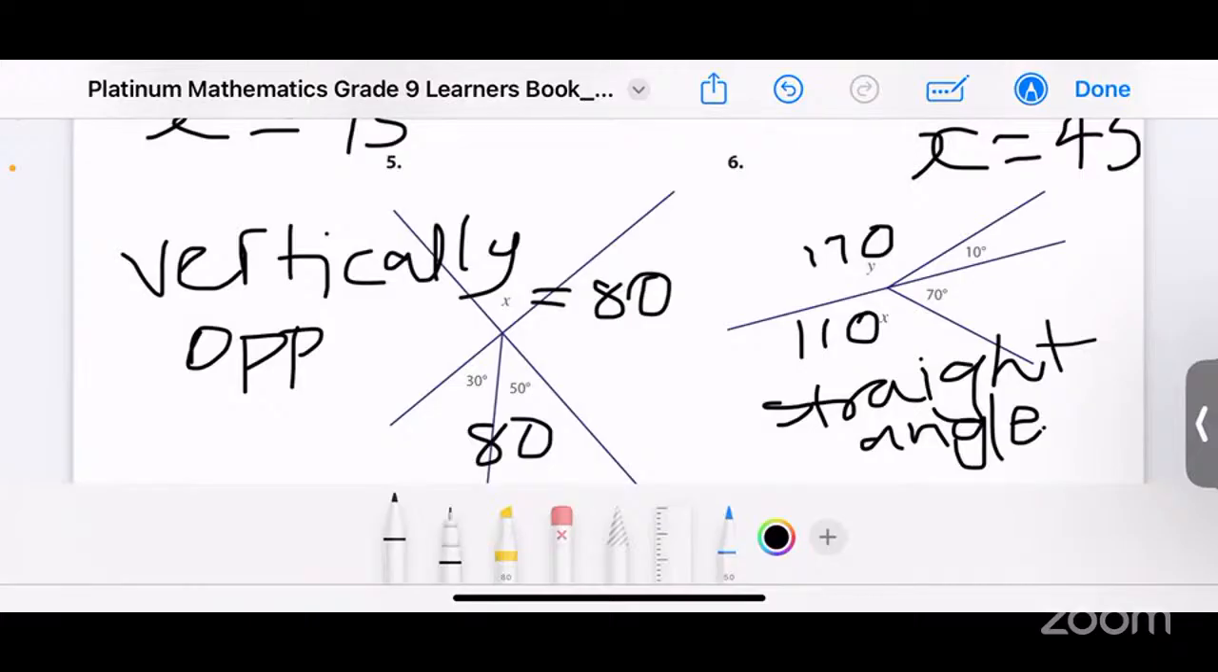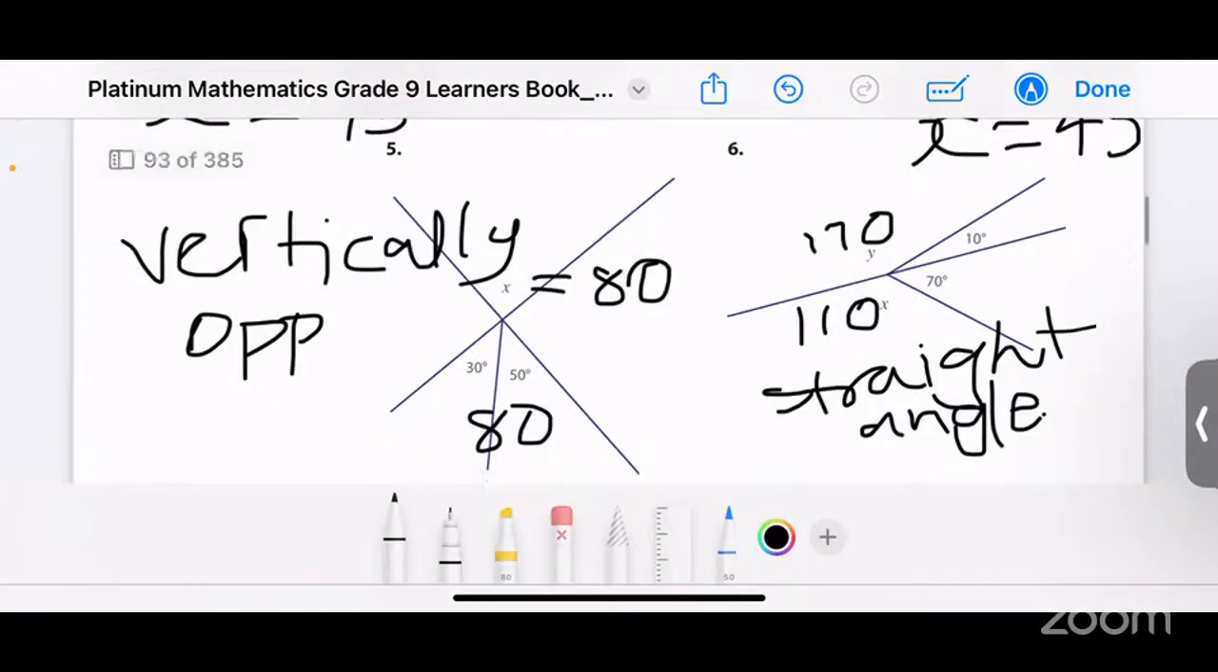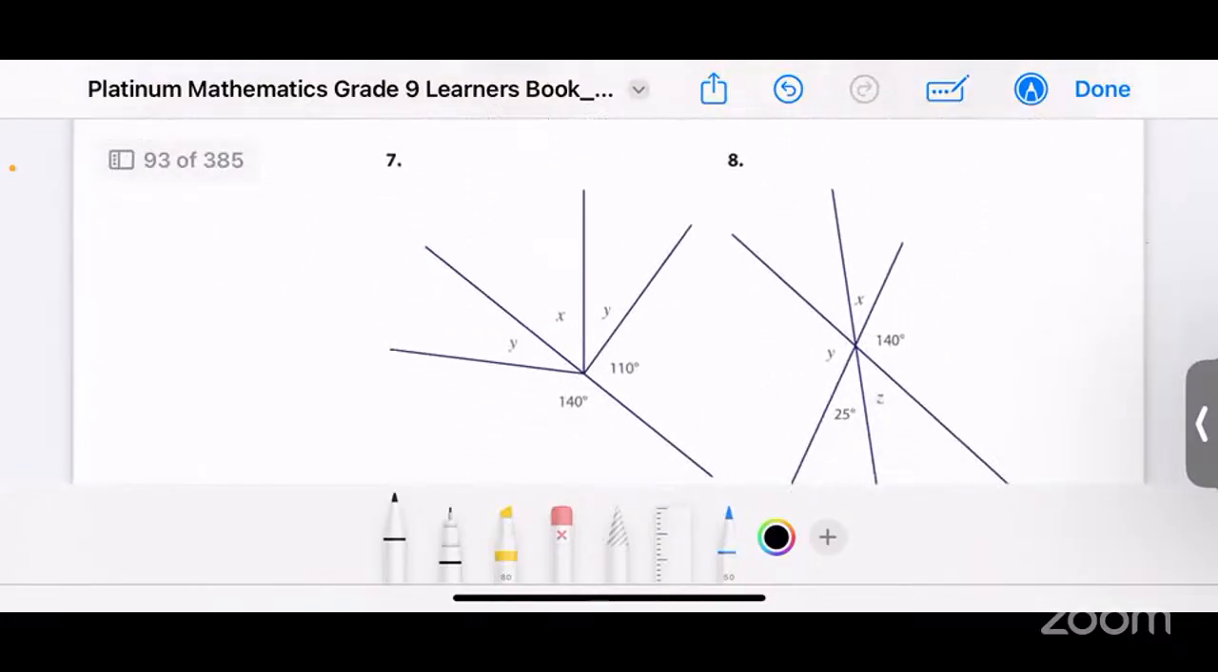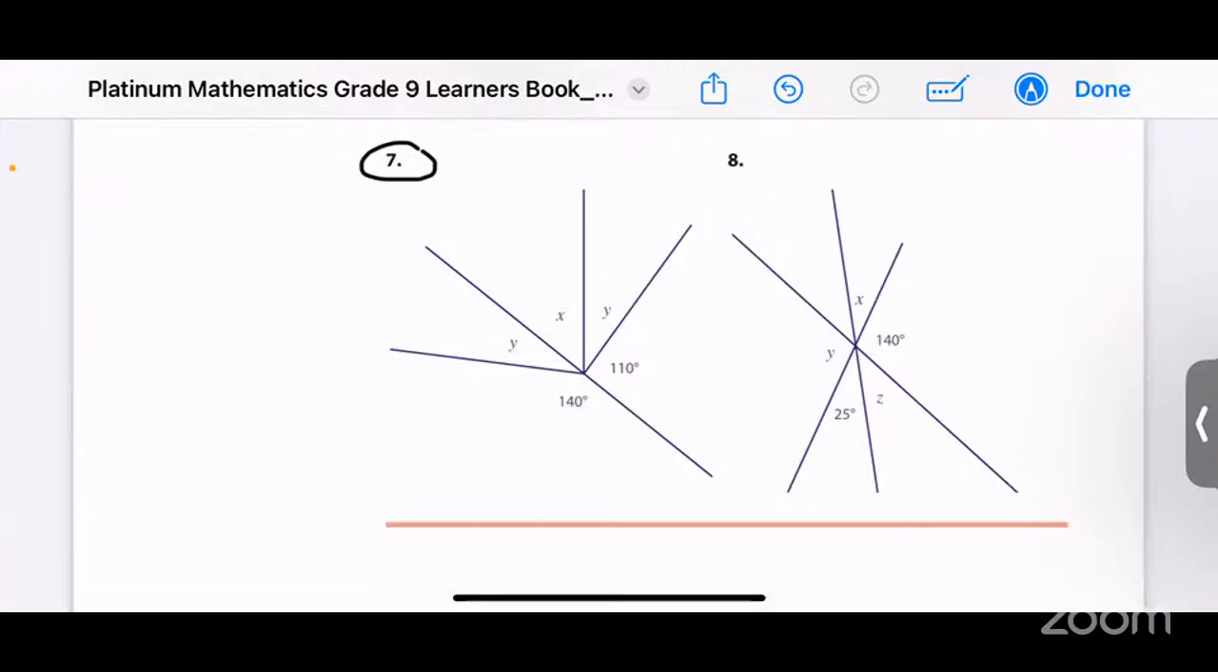And then we move. Number 7, something suspicious. Let me circle it. I'll work it again. When I was working it, there is something I did not understand well. Let's move to number 8.